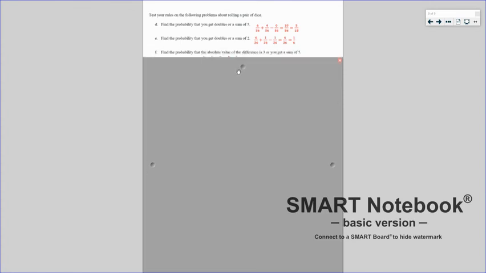Find the probability that the absolute value of the difference is 3, or you get a sum of 5. So the absolute value of the difference is 3. That would be like getting a 4 and a 1, a 1 and a 4, a 6 and a 3, a 3 and a 6, a 5 and a 2, a 2 and a 5. So there are 6 of them. Sums of 5, there are 4 of those. And then there are 2 of them that overlap. The 4 and the 1 and the 1 and the 4 would have been counted twice. So I subtract those off and I get 8 out of 36.